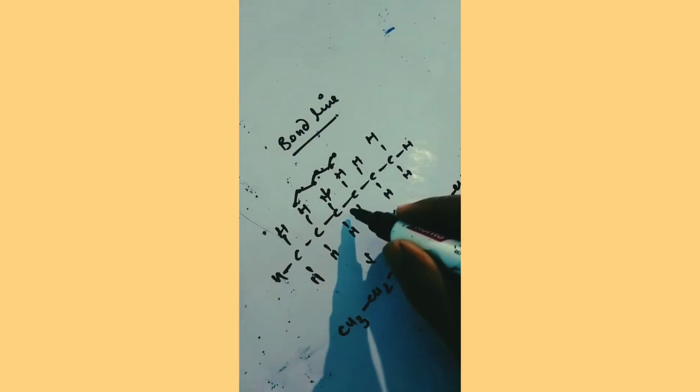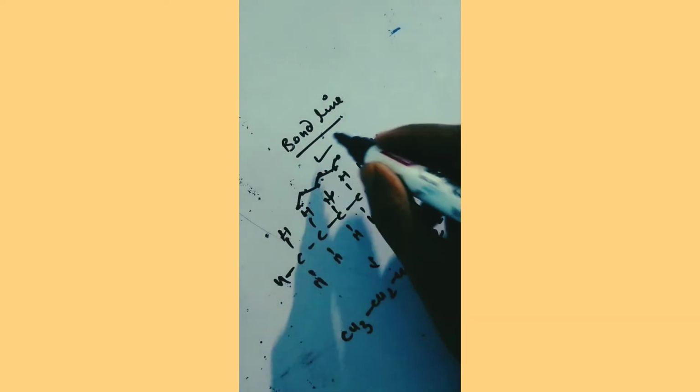Okay, and it is the expanded structure. Okay, and it is the bond line structure. So in the question it will be asked which bond line structure of butane it will be. So you will recognize and put the right answer.